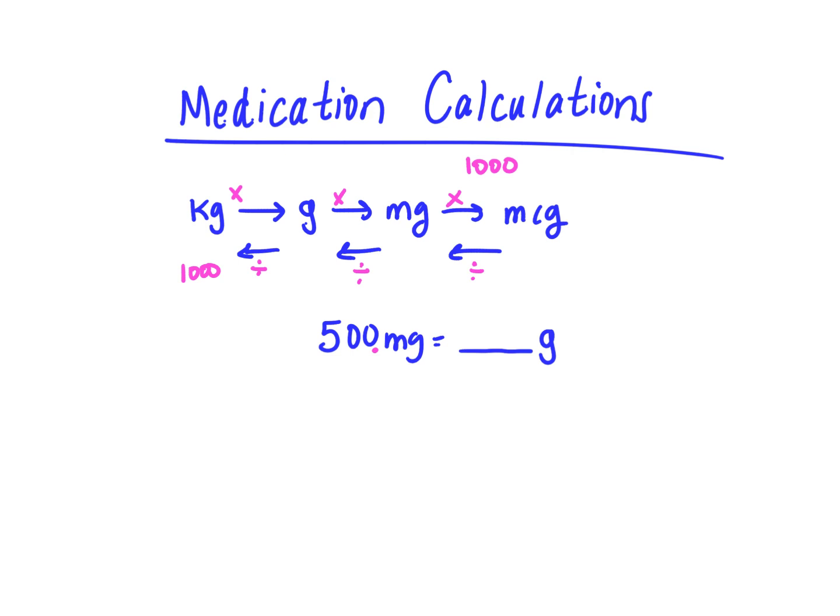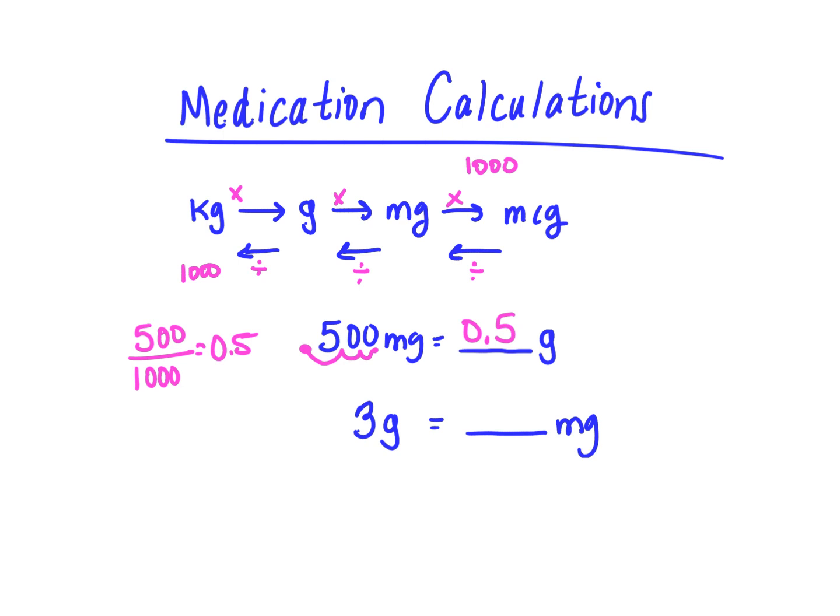So if we take our decimal here and we move it 1, 2, 3 places over, that gives us 0.5 grams. Okay, and if we did the math, if we want to divide by 1,000, we could take 500 and divide by 1,000 and we would still get 0.5 as our answer.